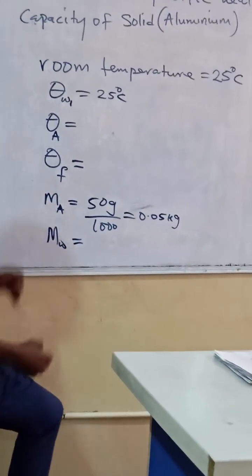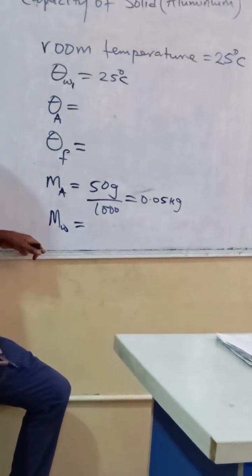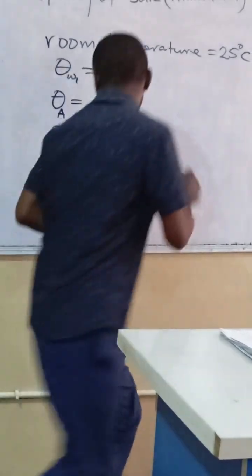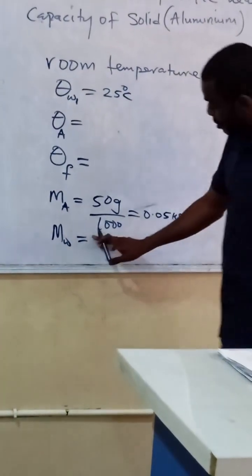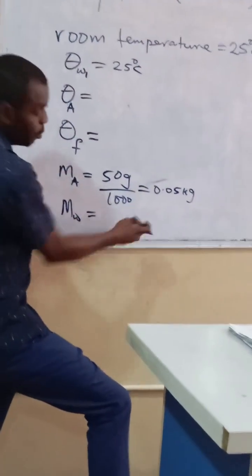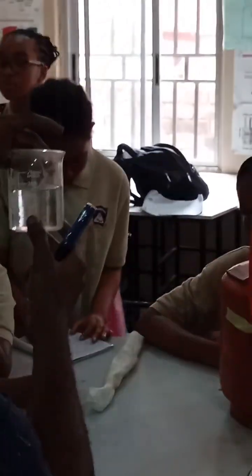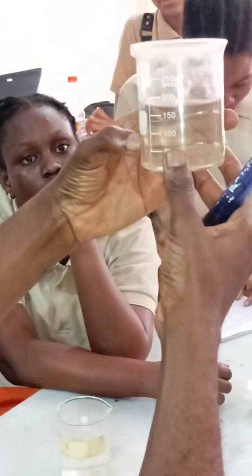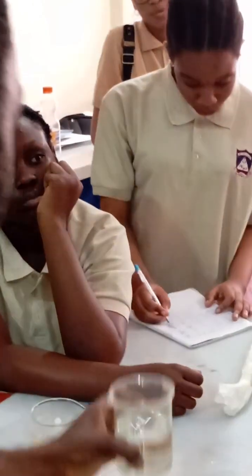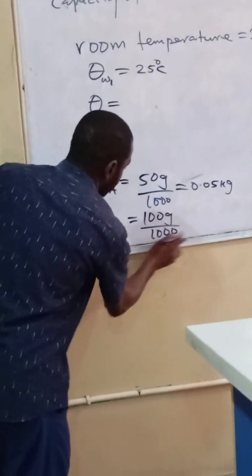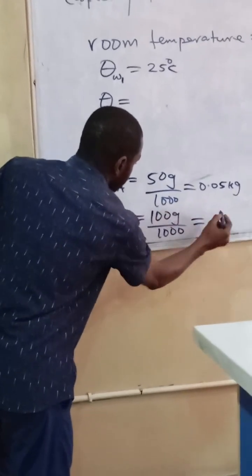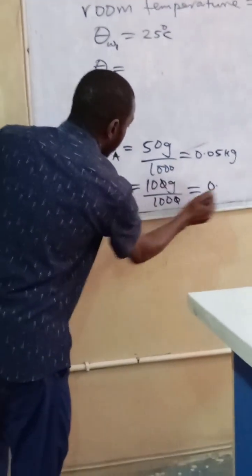Then another thing you need to take note of is the mass of the water. Okay? The mass of the water used. And also, in this case, we can assume we are using, let me see the water wave sheet. Okay? Let's say we are using 100 mil, which is 100 grams, okay? By 1,000. That will give us 0.1 kilogram. Is that clear?